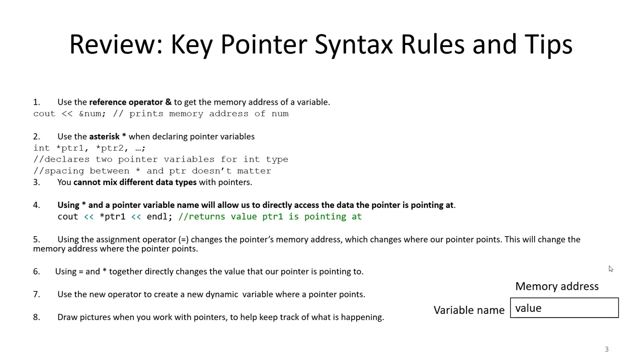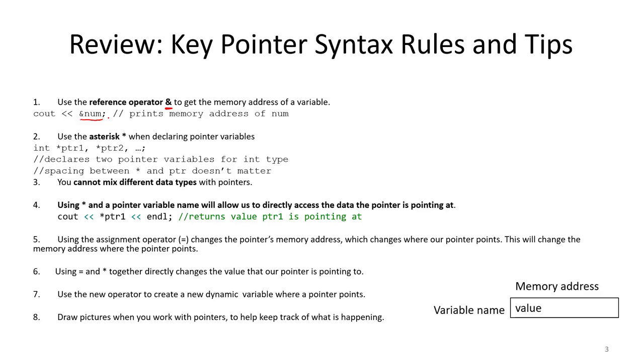So let's briefly review some key reminders about pointers before we jump into our practice questions. So these rules come straight from our lecture, so you can see our lecture videos for more information if you need. First point, remember that the reference operator, or ampersand, can be used to get the memory address where a variable is stored. For example, if I were to write cout ampersand num, that would return the memory address where the variable num is located.